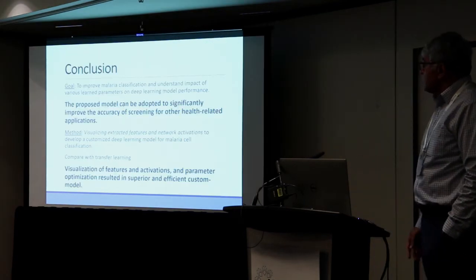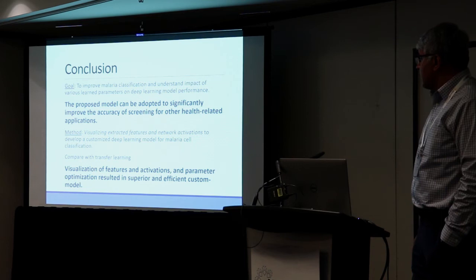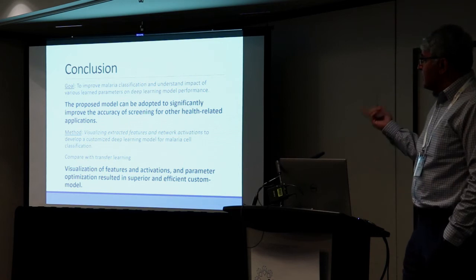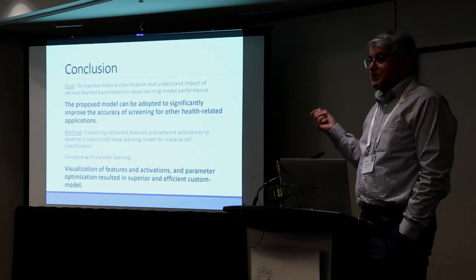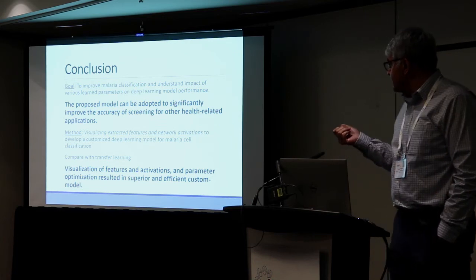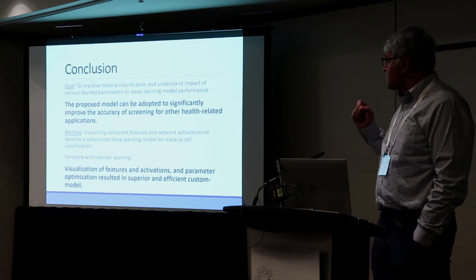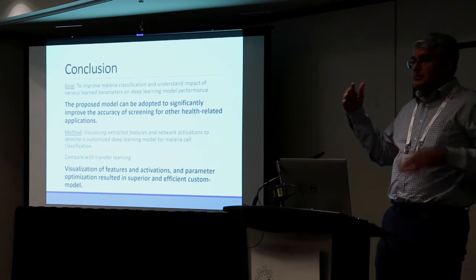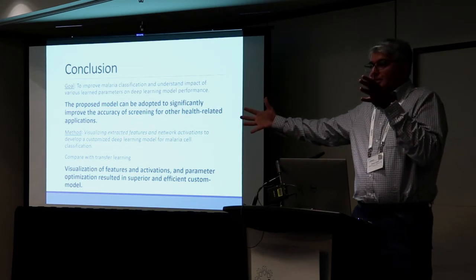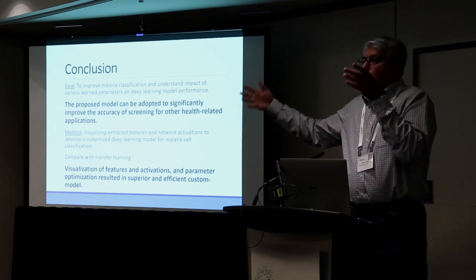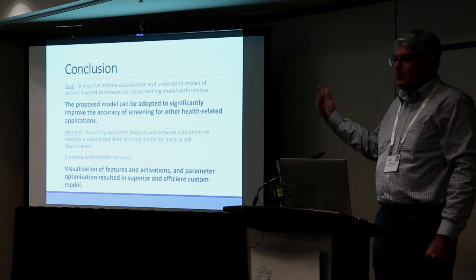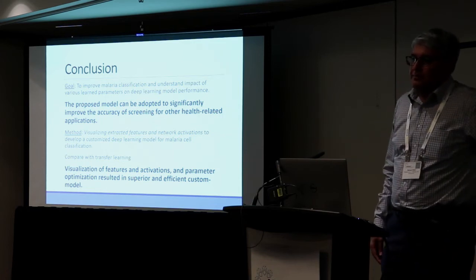So in conclusion, did we improve? Yes, we did. We got better numbers for malaria. And more importantly, we learned that visualizing features and activations is important if you're building applications, and optimizing parameters leads to a superior and, more importantly, an efficient model. Because the deep learning model has the baggage of all the images it has seen that may not be important for your problem, you will go through those steps and eventually arrive at what you got, but why do the extra? So in terms of time, we are also much, much better performing than others. That's the takeaway. Thank you.